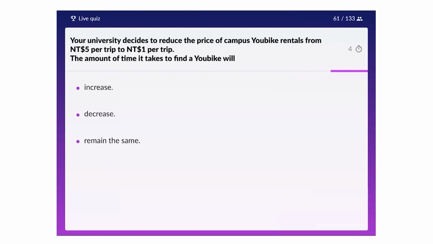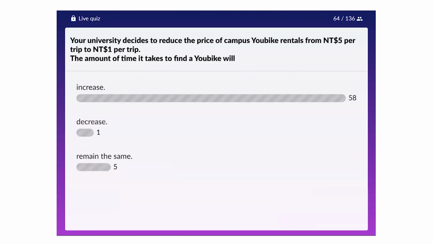So we have the last 5 seconds. Please hurry up if you have not completed it. Okay, so now time's up. Let's look at the results. The majority of you said it will increase, but there's still 1 person who says it will decrease, or 5 say it will remain the same. And because there are more people who want to get a U-bike, it's likely that the amount of time it takes to find one is going to go up.